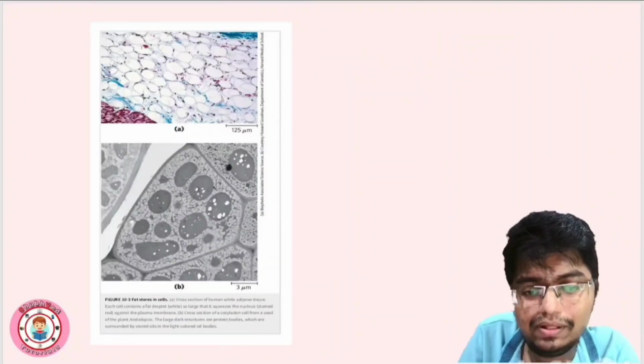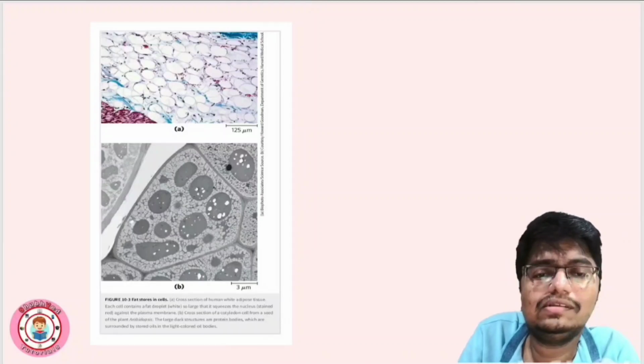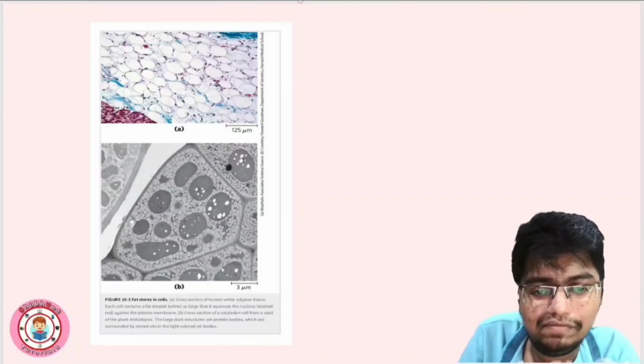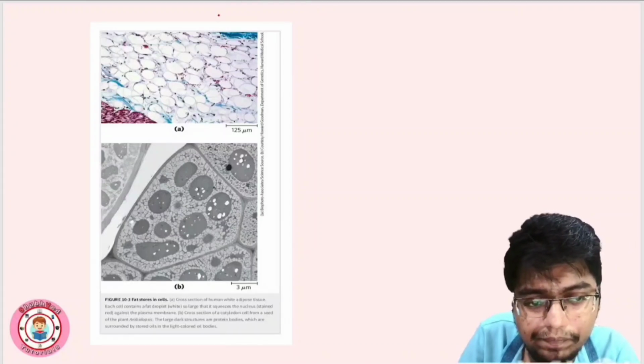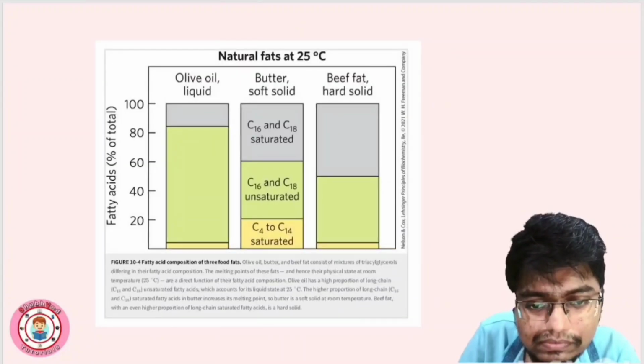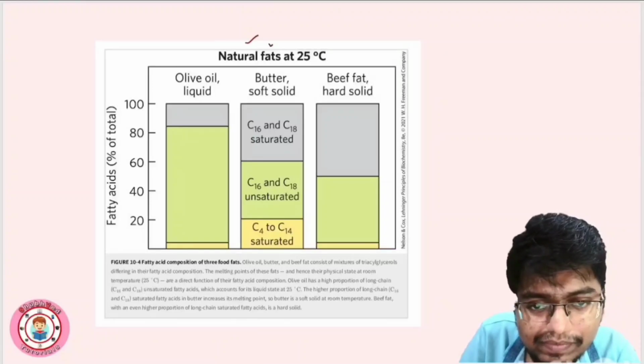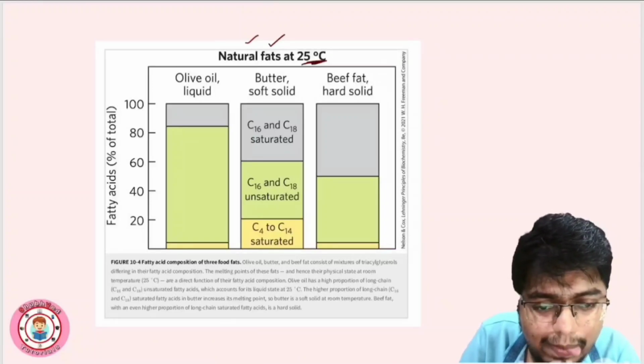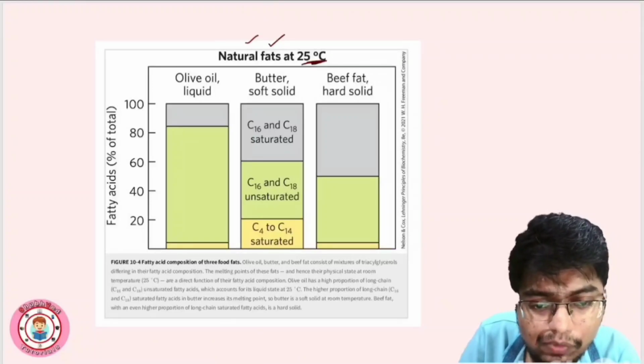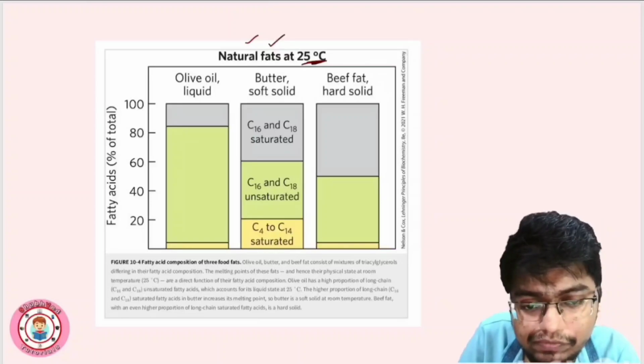This is the adipose tissue. Adipose tissue has fat storage, right? You can see these white granules where fats are deposited as energy storage. Now, natural fats at 25 degrees Celsius. Fatty acid composition of 3 food fats.